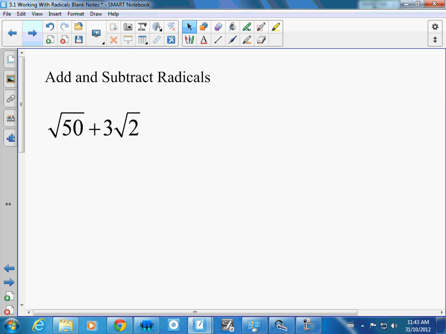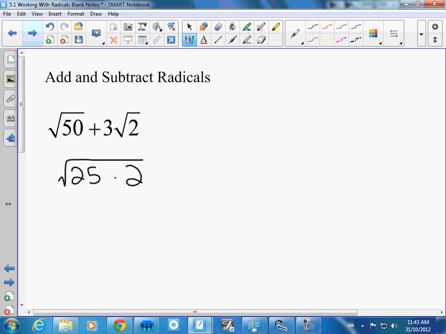Now, here's the deal. Are these two things like radicals right now? I have a root of 50 and a root of 2. Are they the same? No. But can we change root of 50 so it looks different? This is an entire radical. Can we change it to a mixed radical? Okay, now watch. So root of 50 can be broken down into 2 radicals. Which 2 are they? Root of 25 and root of 2, plus 3 root of 2. Okay? Now, what is the square root of 25? So 5. So 5 root of 2 plus 3 root of 2.